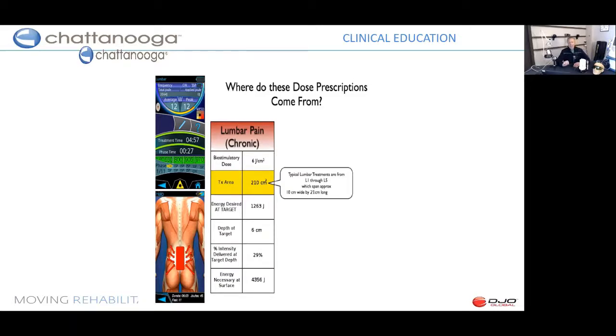So our target is a biostimulatory dose of 6 joules per centimeter squared at a depth. So if we're thinking of the disc at 6 centimeters, with these other lasers you'd actually have to run the calculation and look at the attrition in these wavelengths, right? So at 6 joules per centimeter squared at 210 square centimeters, I need to deliver over 1,200 joules, right? And because of attrition, at the surface I have to set my device to over 4,000 joules.